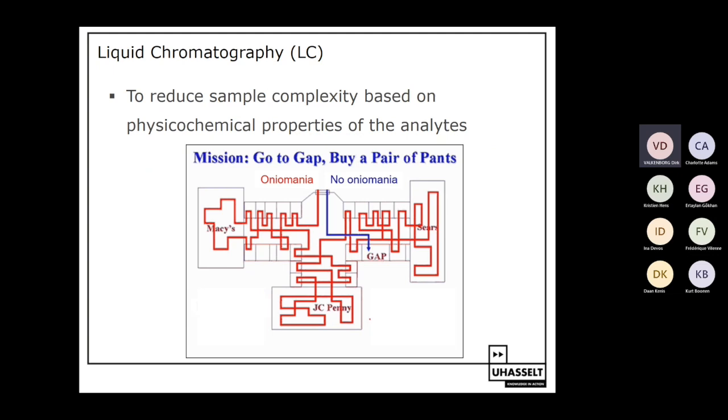People that do not have a shopping mania will just go to the Gap store and probably buy the pants and be out of the Gap store in 6 minutes, and they spent $33. But the people that have shopping mania would probably spend almost half a day in the shopping center and would have spent more than $800. So this is a way to separate two species from each other based on a characteristic, and that's what we will do also in liquid chromatography. But instead of using a human characteristic, in this case we will use the physical chemical properties of the analyte.